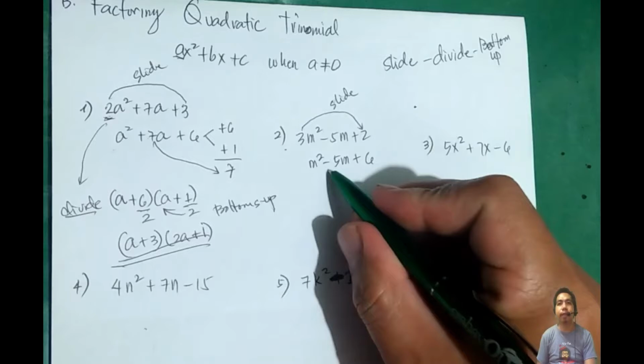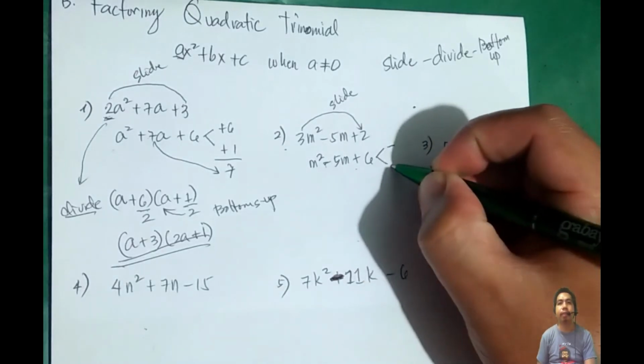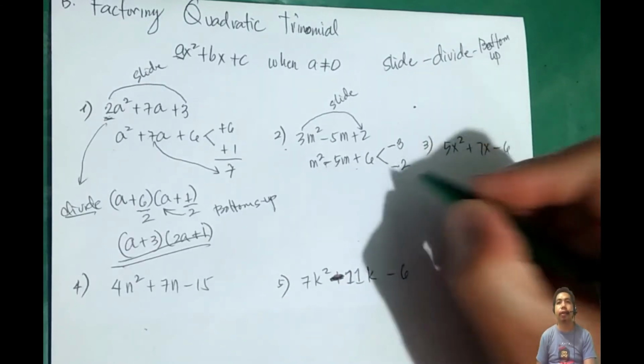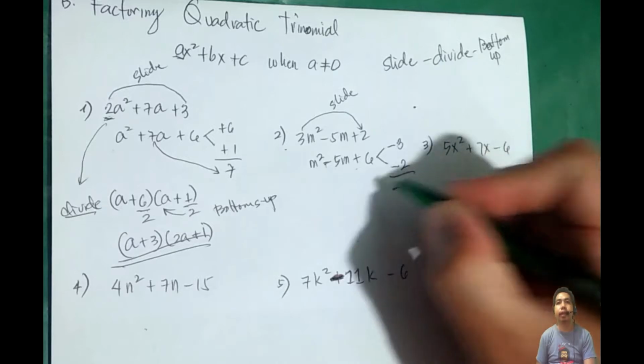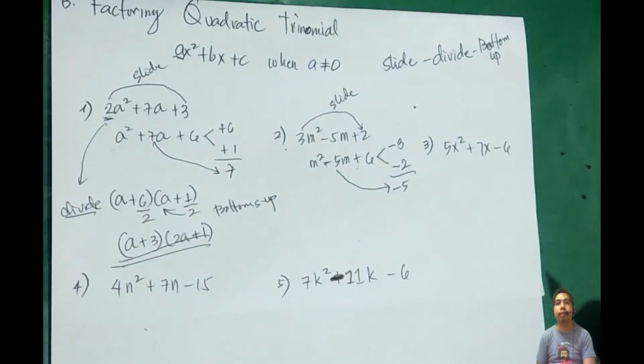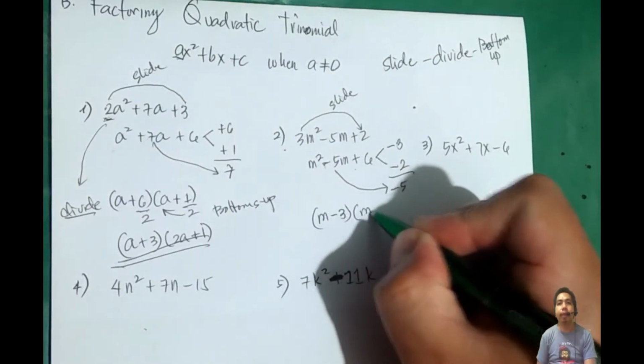Okay, so next, factor natin yung 6 dito. So, since negative yung middle term natin at positive yung ating last term, dapat parehas na negative yung factor na kukunin. So, ang factor natin diyan, negative 3 and negative 2. Pag pinag-add yan, makukuha ninyo yung middle term na negative 5. M minus 3 multiply to m minus 2.